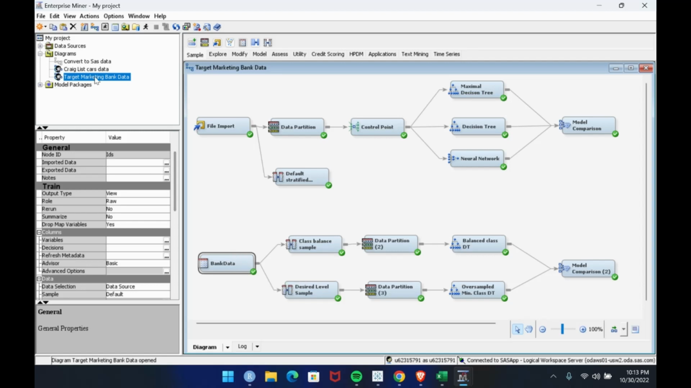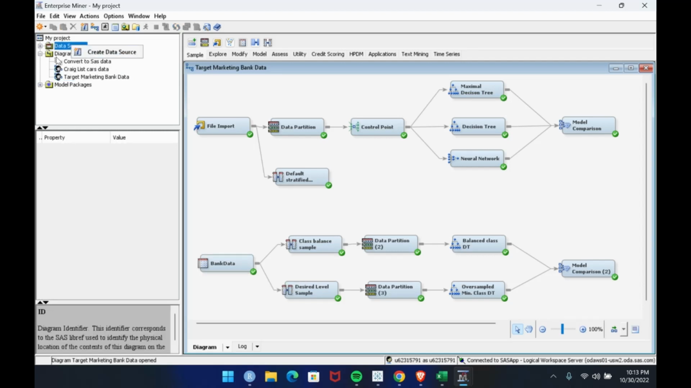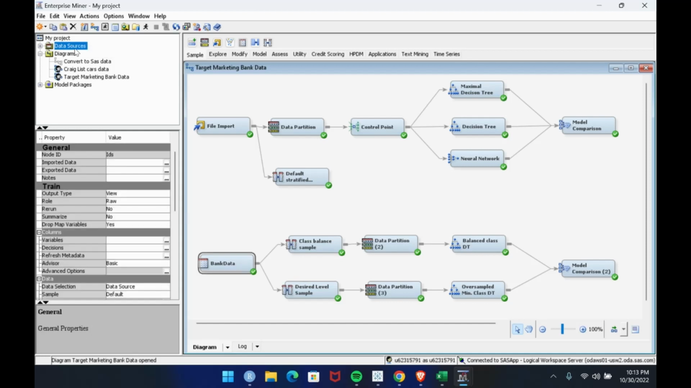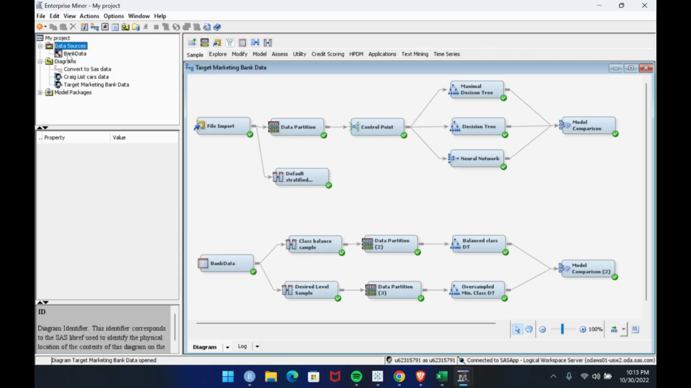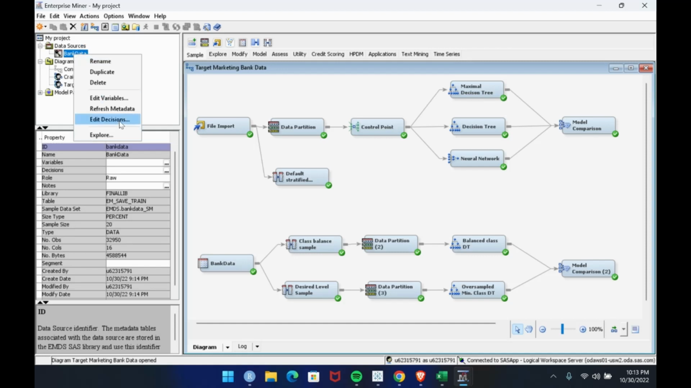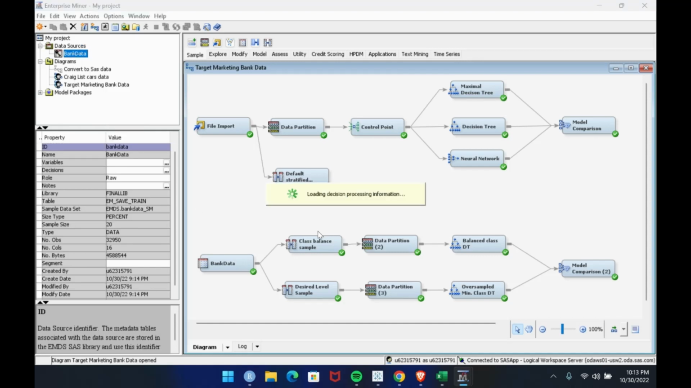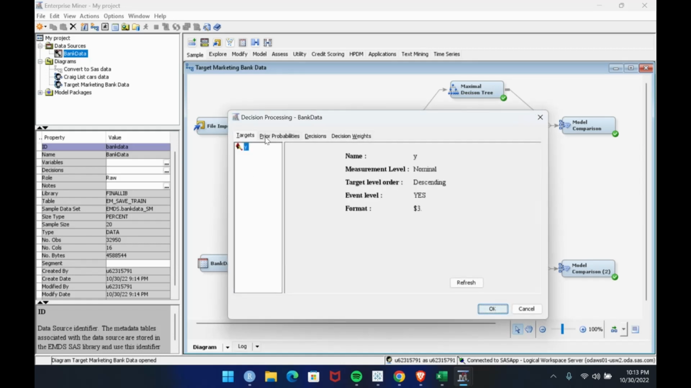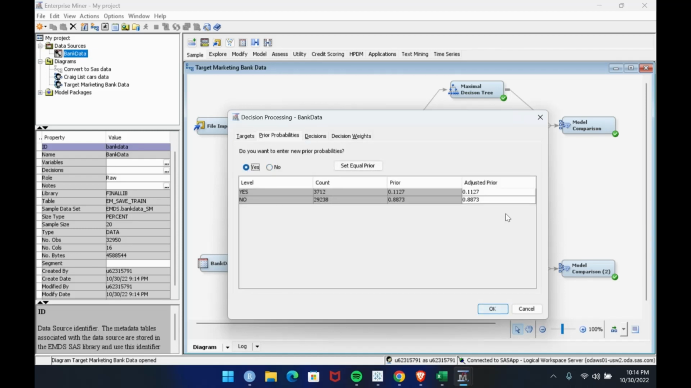For the first part, where we need to take business decisions into consideration, on the bank data, I have configured this to take those decisions into picture. If we happen to know the distribution of the target variable on the population data, we could assign prior probabilities and adjust them here. So right now 88% are no's, 11.27% are yeses. I'm going to just leave it like this for now. If we happen to know the populations, we can of course change these values.